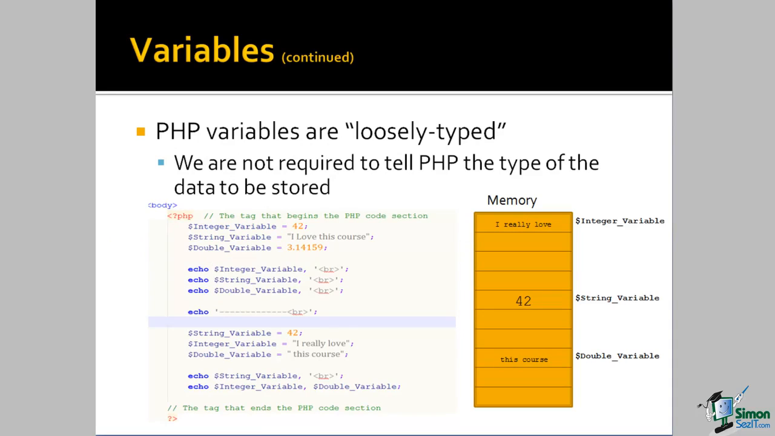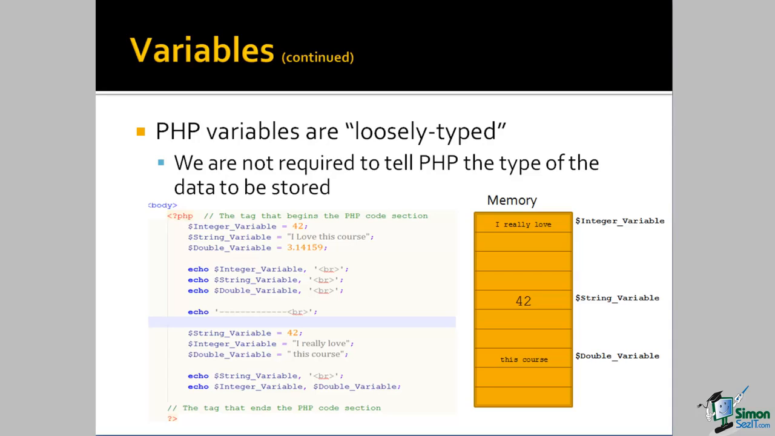In PHP, unlike other programming languages, PHP variables are loosely typed. That means we don't have to tell PHP the data type that we're going to store in a variable. Again, much of the abstraction here of the memory management done by the PHP preprocessor is what makes PHP such a popular and powerful language. In this case, again, I've created those 3 memory locations, those storage areas in memory, with the names integer variable, string variable, and double variable. Those values that I assign went into those memory locations.